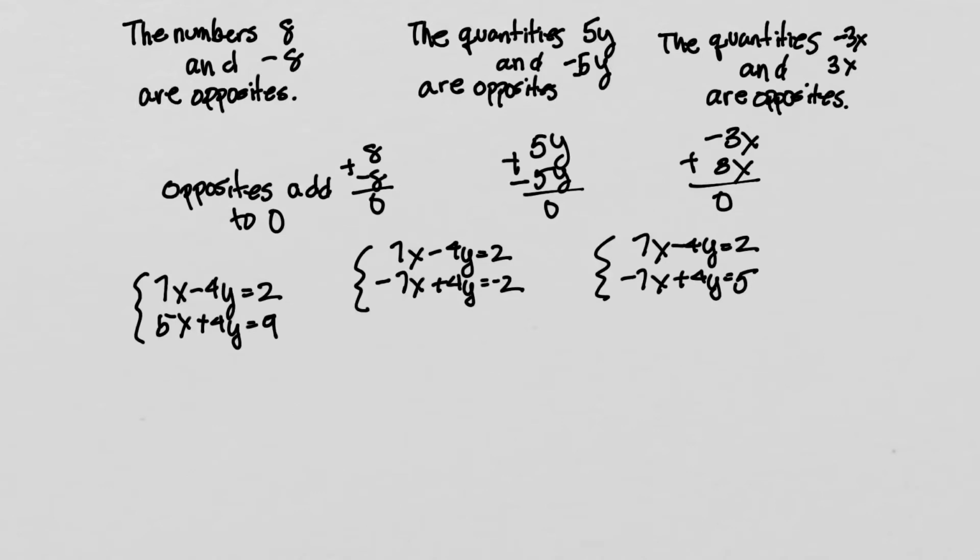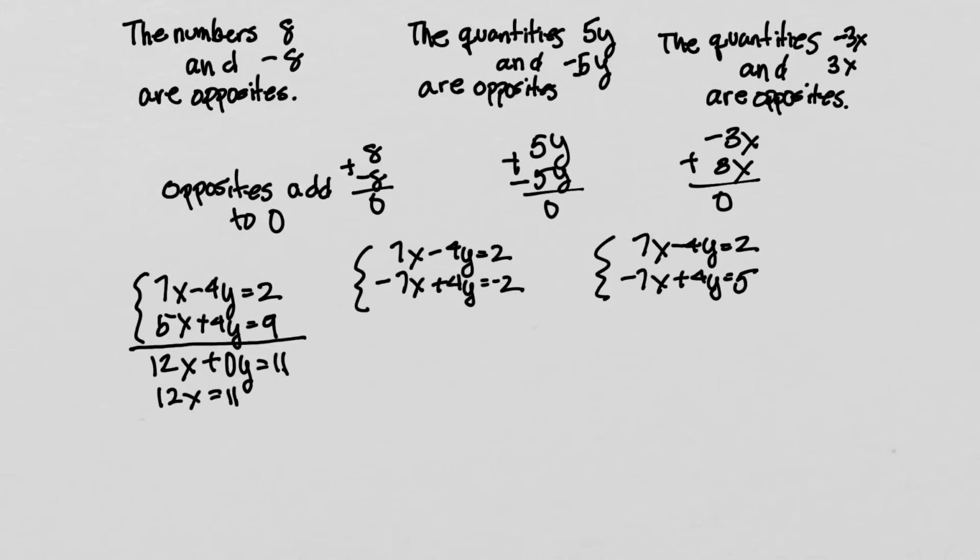Let's go down to this system here at the bottom left. Now notice we're going to add these two equations together, and notice that these coefficients of y, -4 and +4, are opposites. So when we add these equations together, we're going to get 7x and 5x is 12x. -4y plus 4y is 0y, equals 2 and 9 is 11. Now 0y is just 0. We can write 12x equals 11.